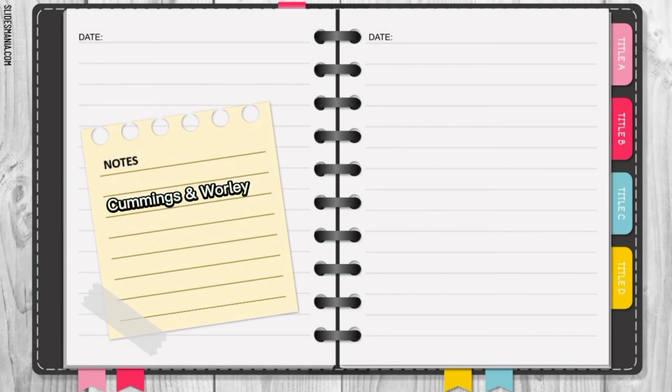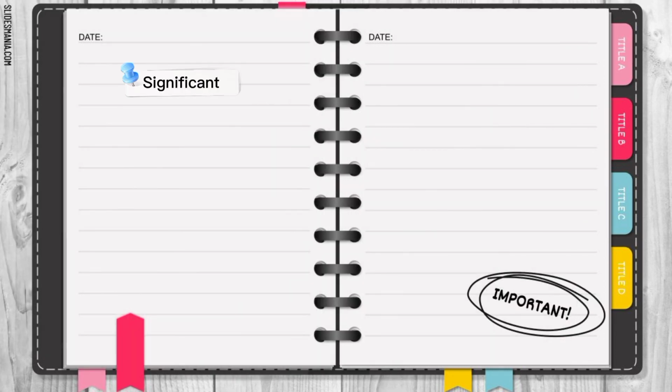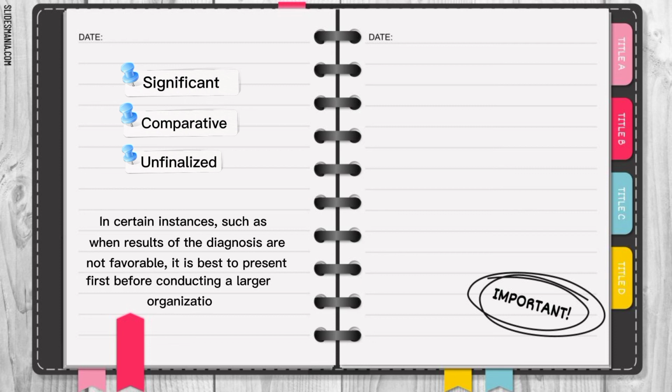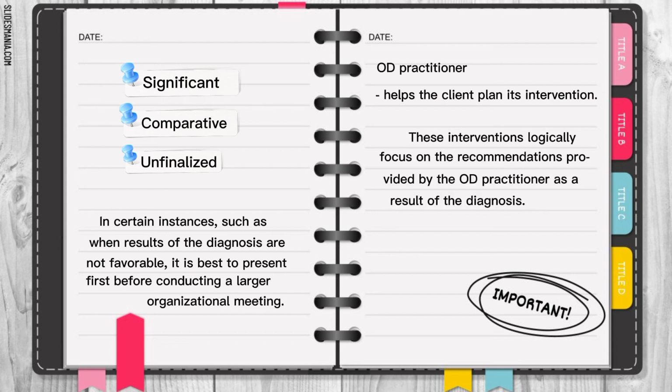Cummings and Worley proposed that the content of the feedback data should be relevant, understandable, descriptive, verifiable, timely, limited, significant, comparative, and unfinalized. In certain instances, such as when results of the diagnosis are not favorable, it is best to present first to the client before conducting a larger organizational meeting. After the presentation of the diagnosis results, the OD practitioner ideally helps the client plan its intervention. These interventions logically focus on the recommendations provided by the OD practitioner as a result of the diagnosis.